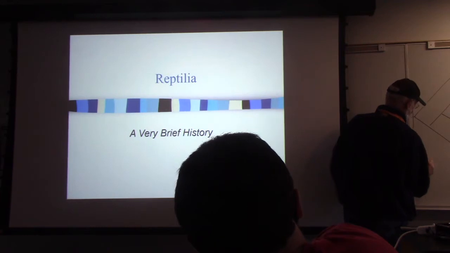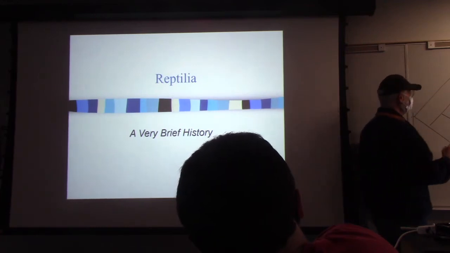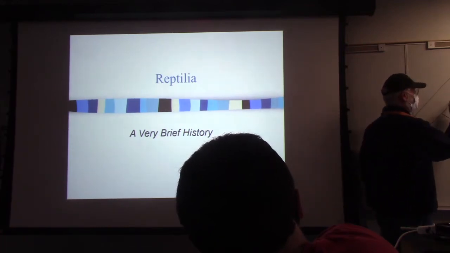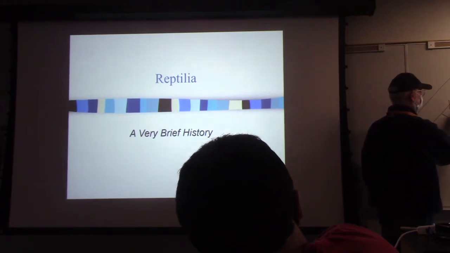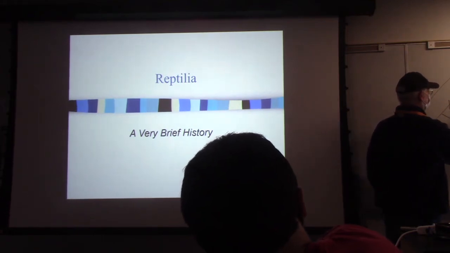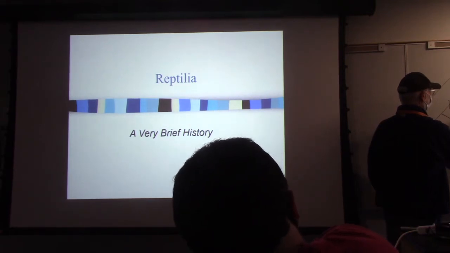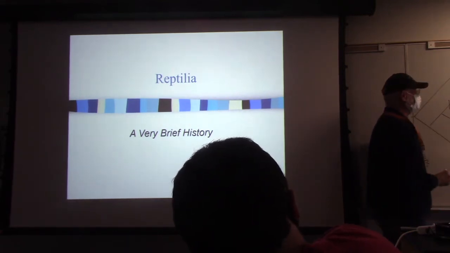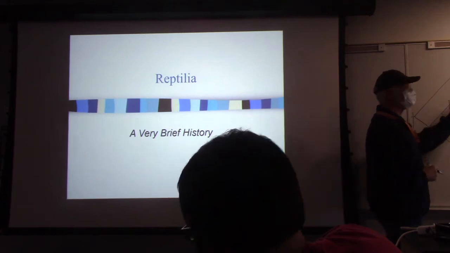Everybody has skin glands until you get to reptiles and birds. So here the glands are lost. So the skin glands are lost. Birds still have one.